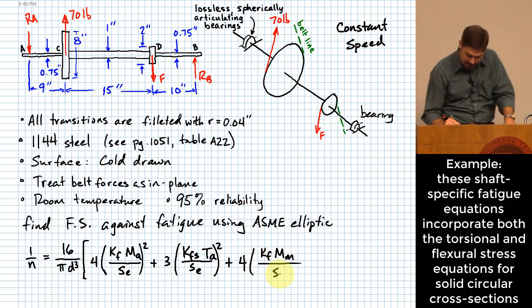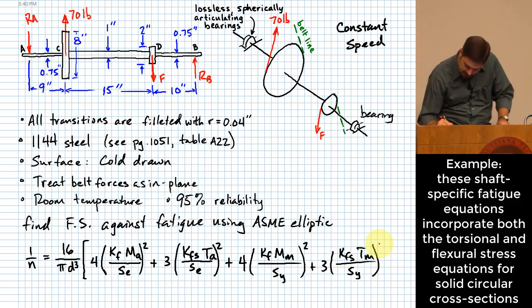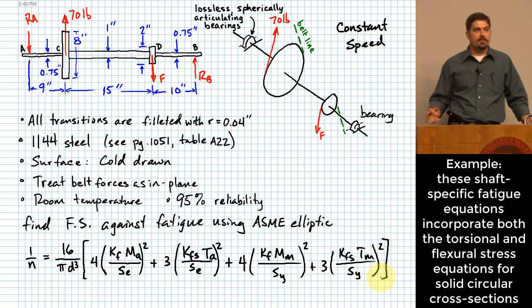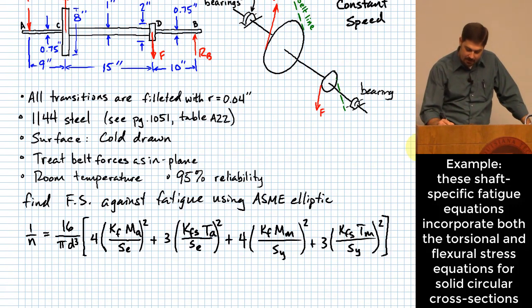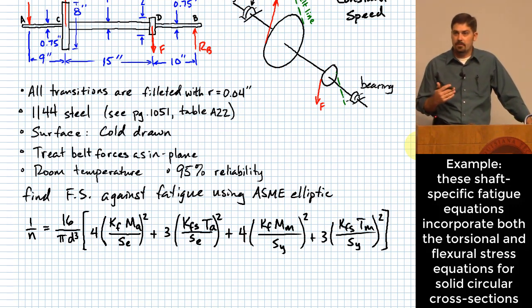And then S sub Y, and this is all going to be squared. And then here we have 3 times K sub Fs, T sub M over S sub Y. This ASME elliptic criterion uses that S sub Y, our yielding strength for our material. It uses that because with the ASME elliptic criterion you're trying to account for first cycle yielding all in one criterion, without having to do a separate criterion.